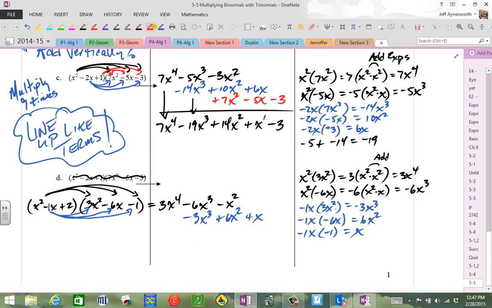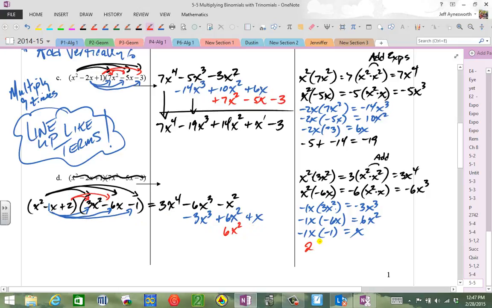Switching colors. Okay, now you get to distribute the 2 through. 2 times 3x squared, 6x squared. Line up the squares. So 6x squared. 2 times a negative 6x. Negative 12x, right? 2 times negative 6 is negative 12. So minus 12. Oop, there should be a plus sign in there.